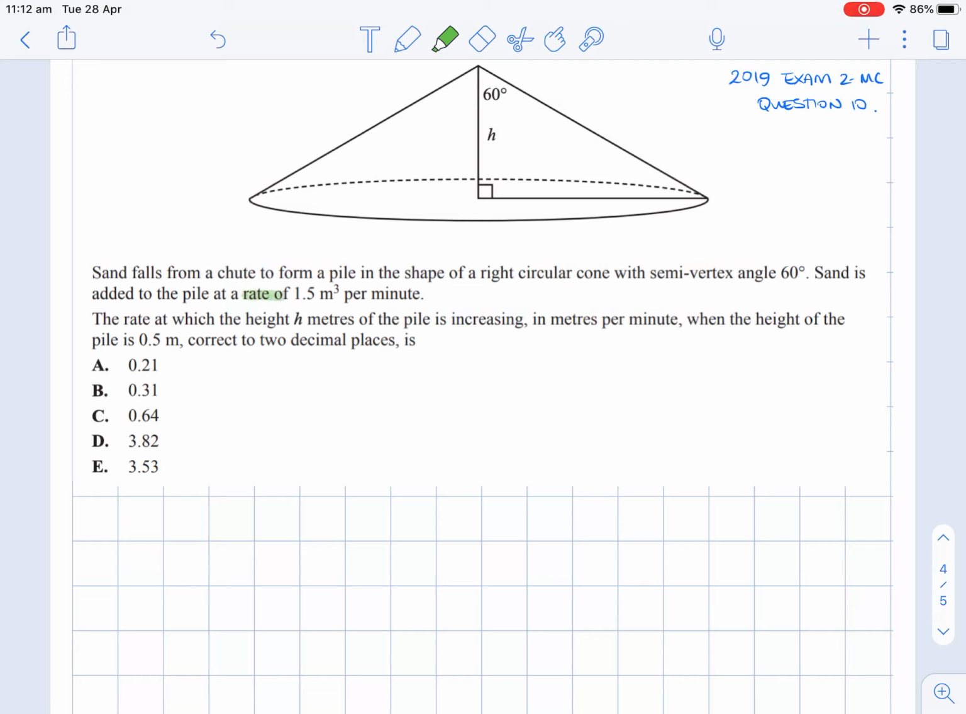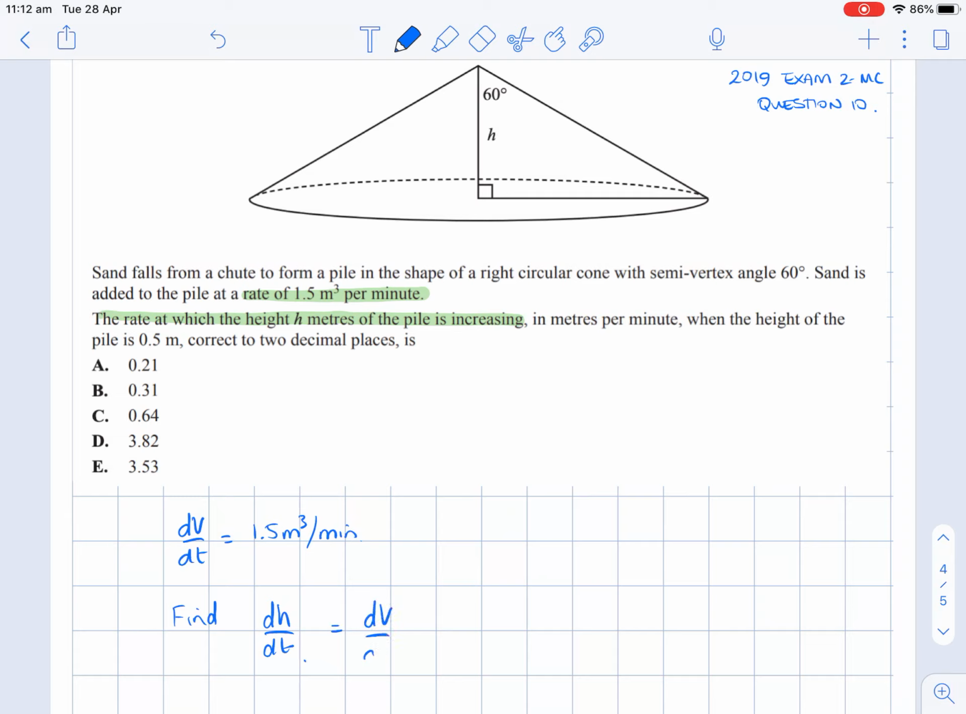Right, let's highlight some key information here. We have a rate of 1.5 meters cubed per minute. So I can straight away say that dV/dt equals 1.5 meters cubed per minute. It wants me to find the rate at which the height is increasing. So I need to find dh/dt.